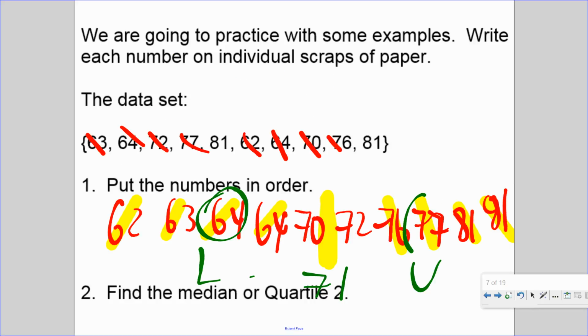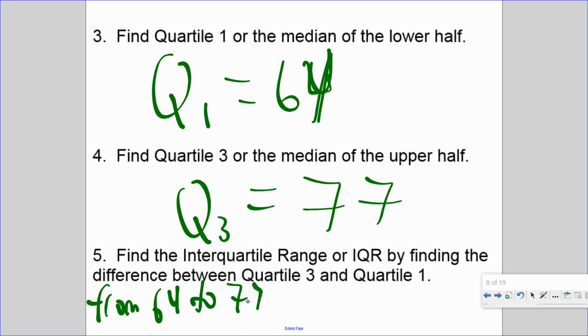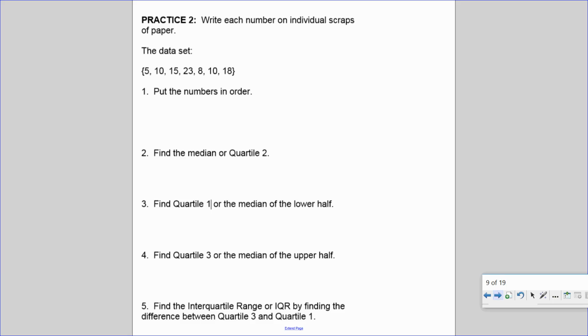That must be 77. So find the IQR, or interquartile range, by finding the difference between quartile 3 and quartile 1. What is the spread from quartiles from 64 to 77? It's spread out by 77 minus 64. It's spread out by 13 numbers.